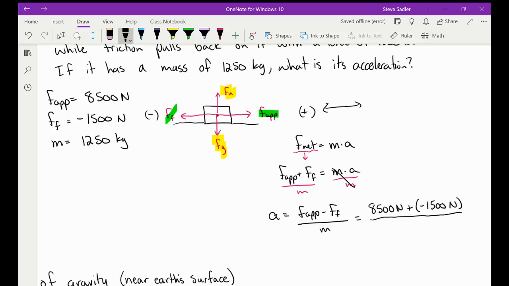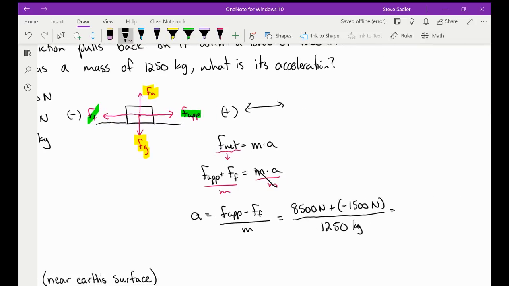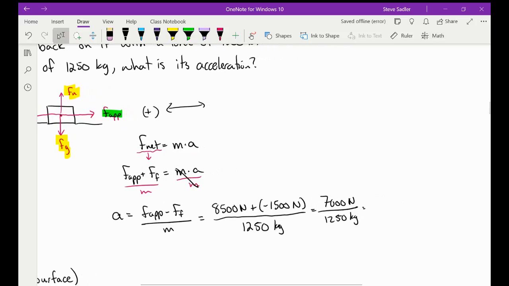And the mass is 1,250 kilograms. We can start to do some math here. That means we're going to get 7,000 newtons over 1,250 kilograms. And if we divide that out, we will get 5.6 meters per second squared.